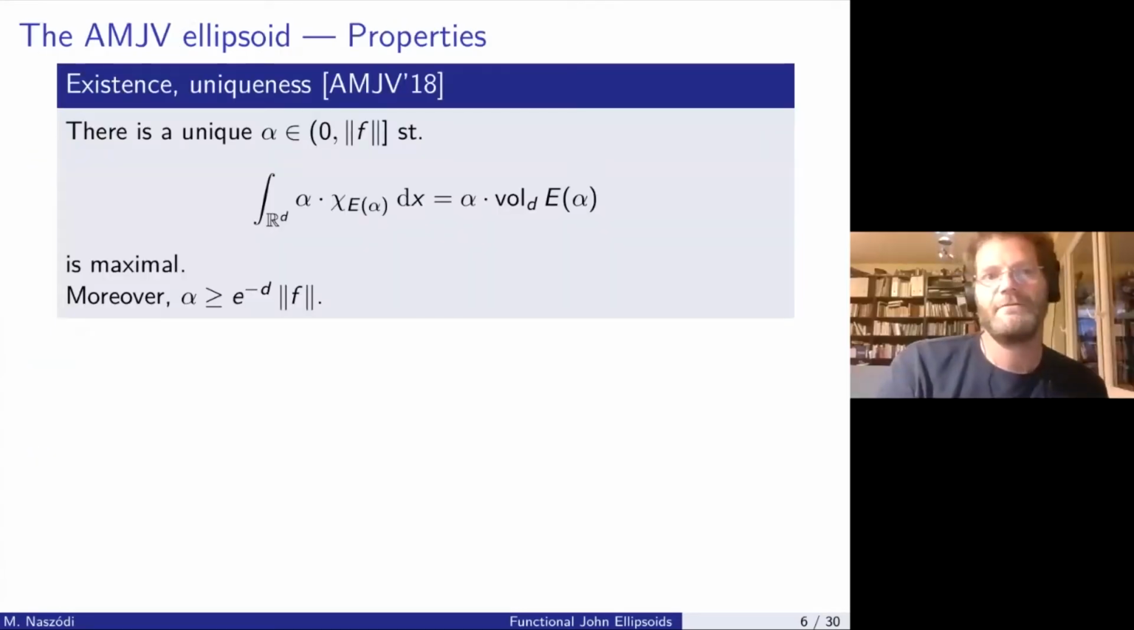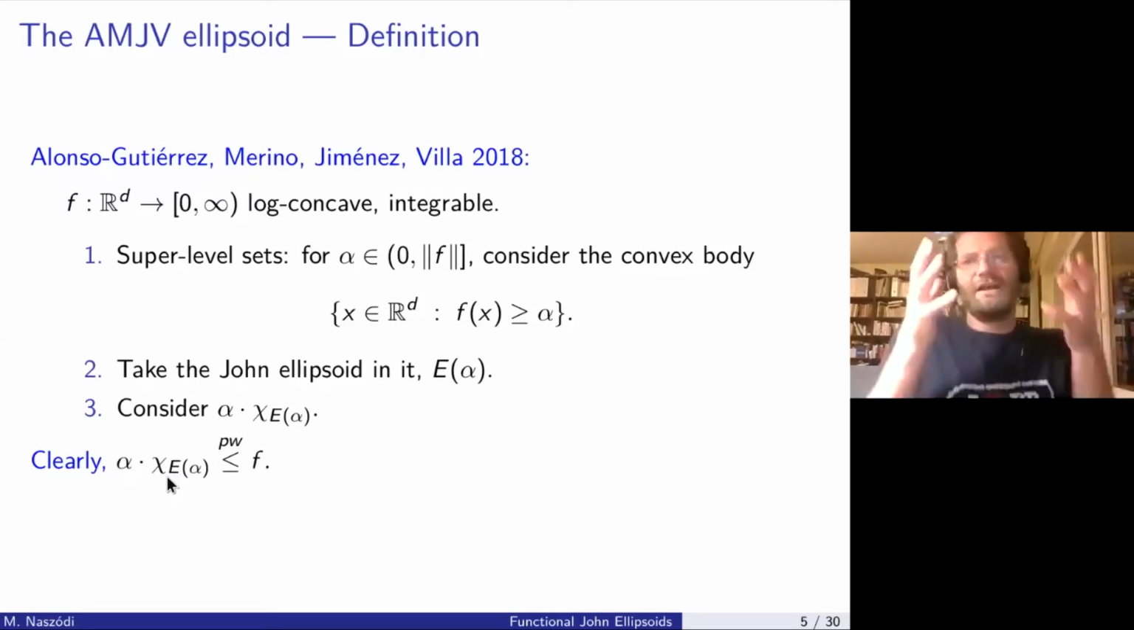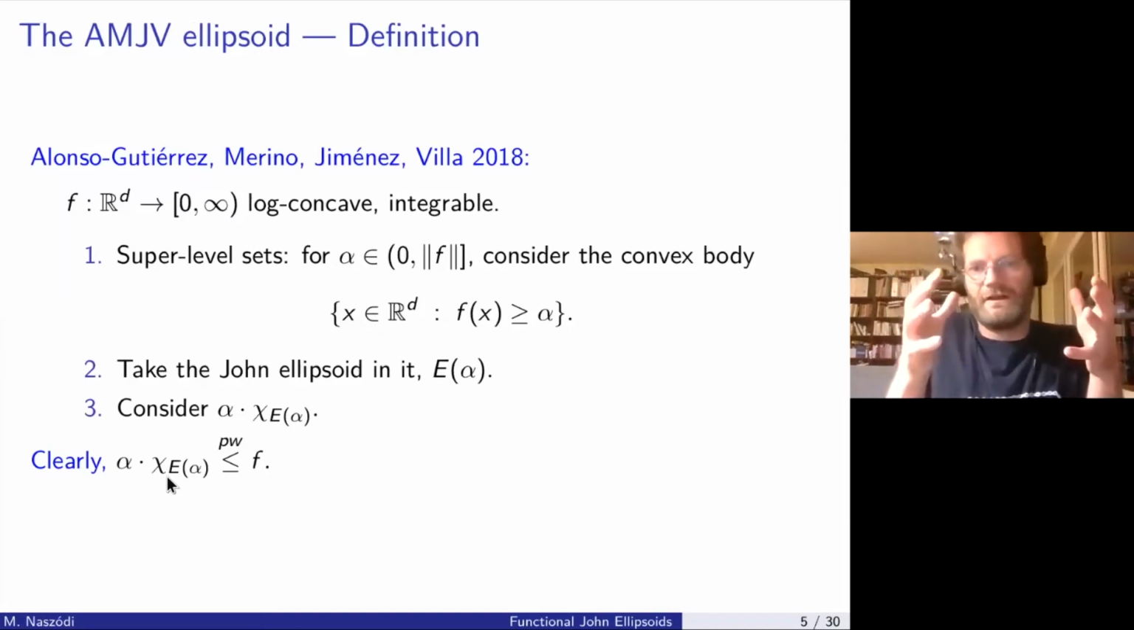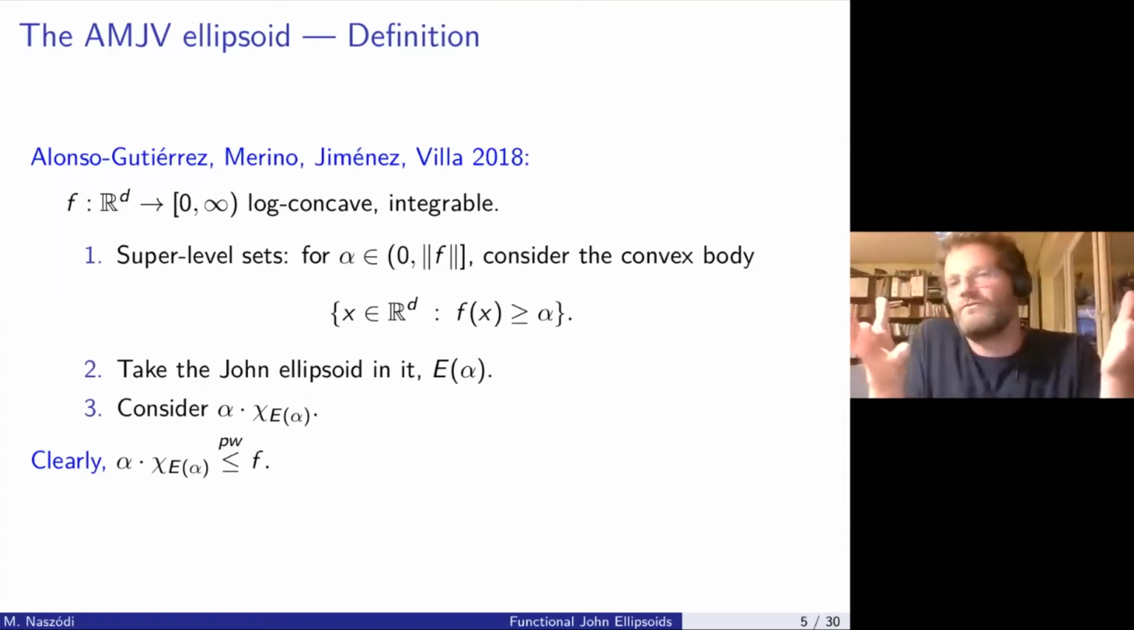Okay. And now you can ask. So let's get back to here. For every alpha, you can take this function, this alpha times the characteristic function of the ellipsoid. You can think of it simply: take that ellipsoid in that super level set, and just give it a weight, the weight alpha.